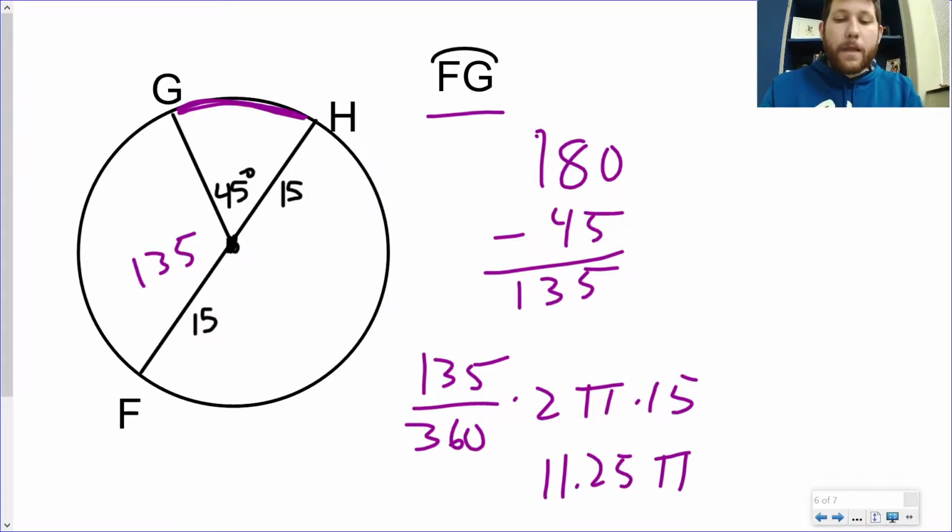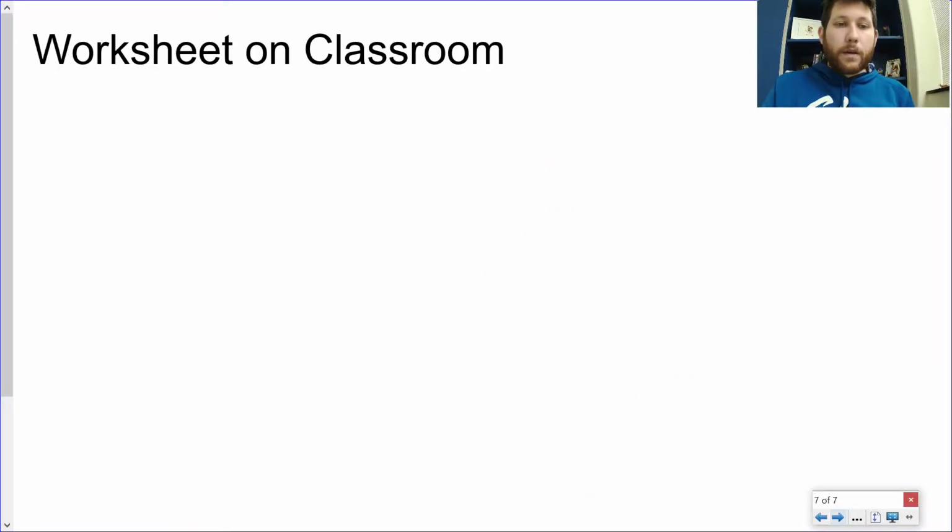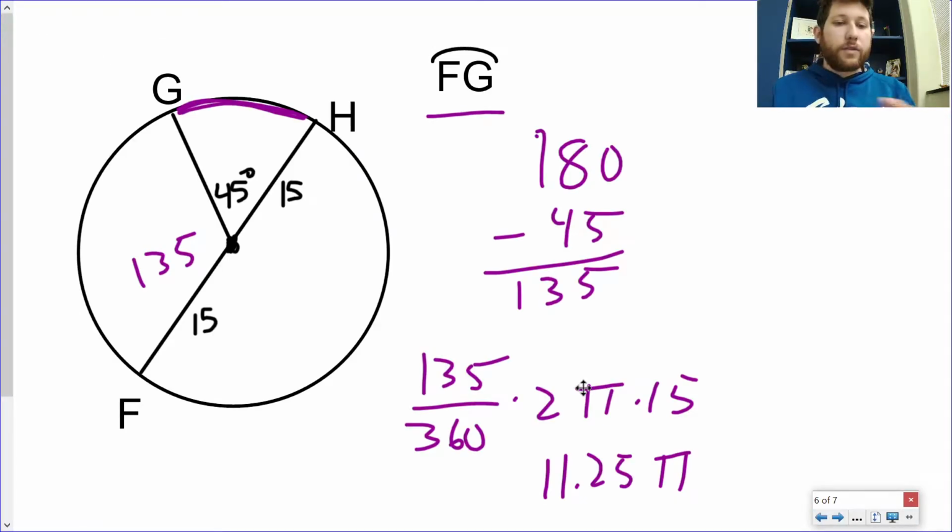All right, so actually that was the last one. We do not have a worksheet on Classroom. So what I want you guys to do is do the assignment. This hopefully is not too hard, okay? The big idea here is that if we take the circumference and we multiply by the fraction of the circle that we're talking about, that's going to find us the arc length for that particular arc. But this wraps up our lesson on arc lengths.